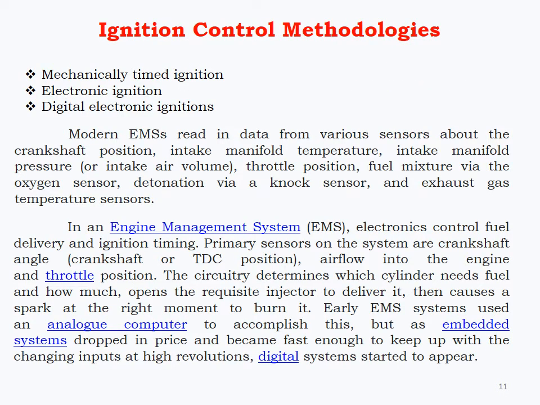Next one is ignition control methodologies. Normally, we are using three models of ignition control. One is mechanical, another one is electronic, and another one is digital electronics. Mechanical means giving switches where automatic switches will be ignited manually. In electronic control, we are using switches operated by electrical pulses. In digital electronics, we are using zeros and ones.